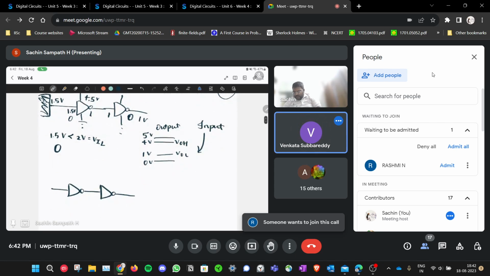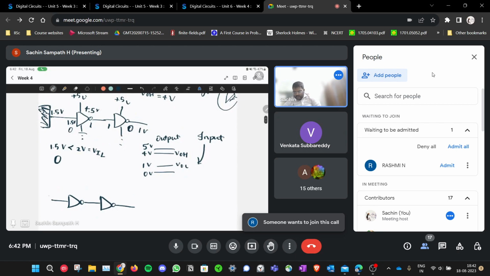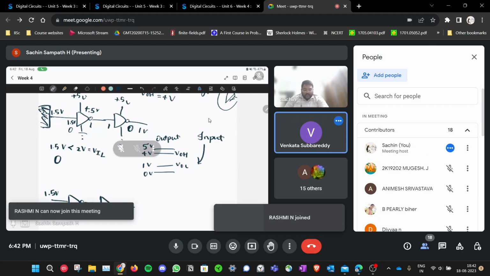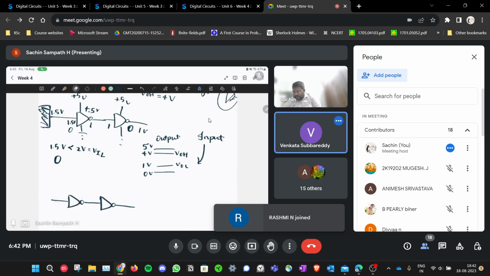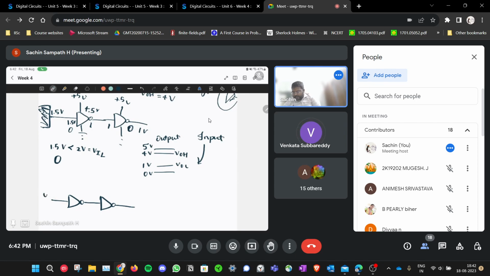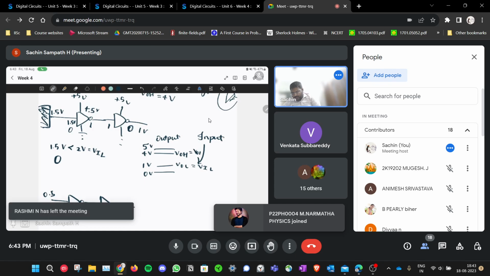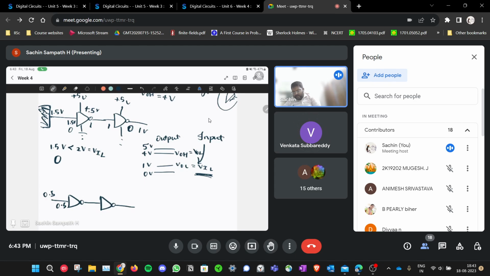Now, let's say somebody sent 1.5 volts. Wait, not 1.5. Let's say somebody sent 0.5 volts. The input this inverter sees is 0.5 volts. This 0.5 volts is below this 1 volt. Since VIL and VOL are both equal, I have set them as equal. So it will check if it's below VIL. VIL is 1 volt, so it's logic 0. It has to send out logic 1.